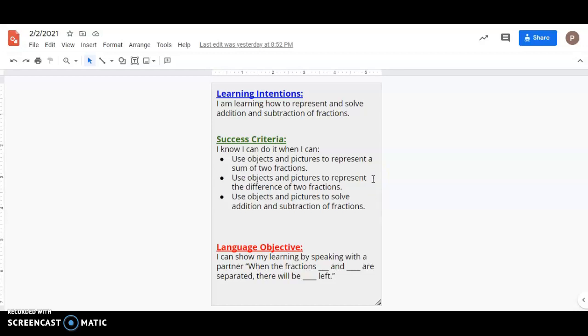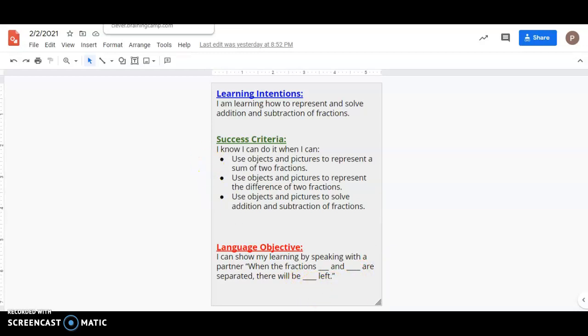So the reason why I think we overlook this is when we are solving these, we should be using pictures. We should be using our fraction tile resource, or actually drawing it out on paper to find our answer. So today we are going to practice using those objects and pictures to solve our addition and subtraction problems. And when we're done, we'll be able to say, hey, when the fractions, for instance, 6/8 and 4/8 are separated, there will be how many eighths left?